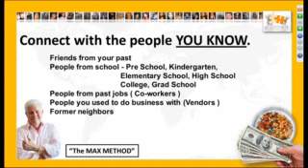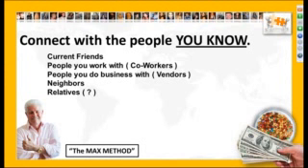Friends of your past, people from school, preschool, elementary school, college, people from past jobs, people you used to do business with, vendors, and former neighbors. Look them up on Facebook, send them a friend request and a little note. Current friends, people you work with, people you do business with, neighbors, and relatives, at least the relatives that you like.